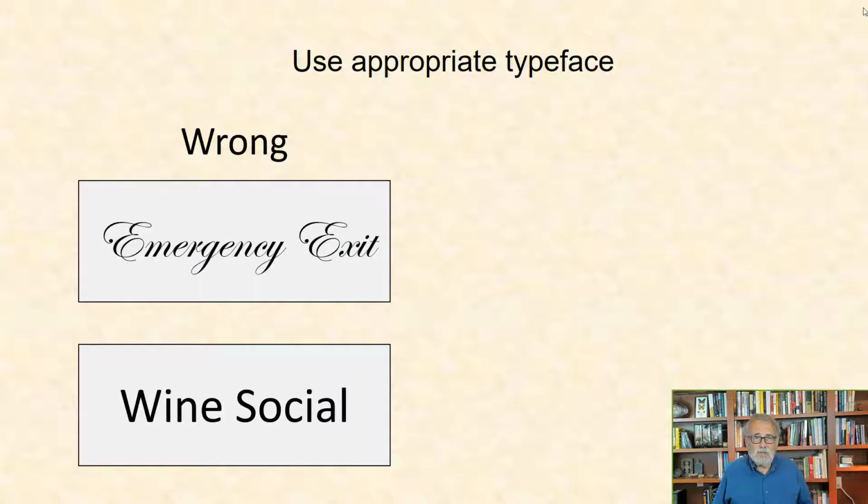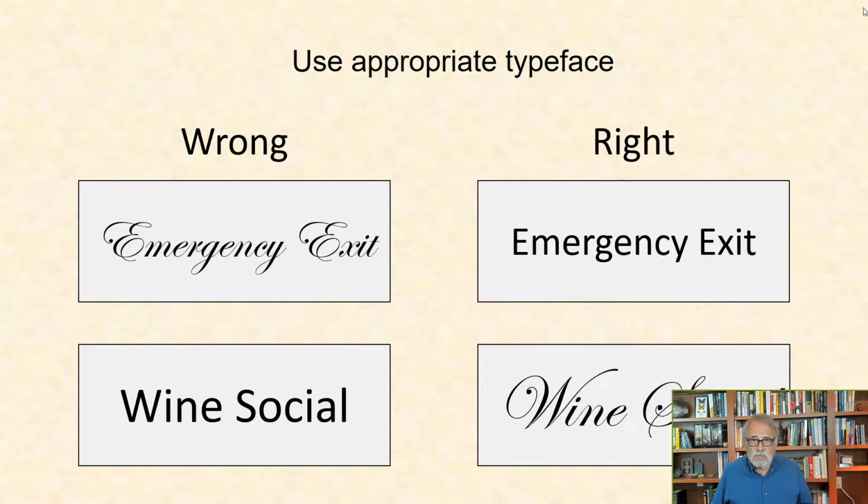For example, the artistic font used on the left for emergency exit is unnecessarily and in certain circumstances dangerously difficult to read. In contrast, on the right, the lettering for emergency exit is very clear. Save the use of the more artistic fonts for messages such as wine socials or club meetings. The larger carry-away message here is that different contexts may require different typefaces and typographical concepts and strategies.